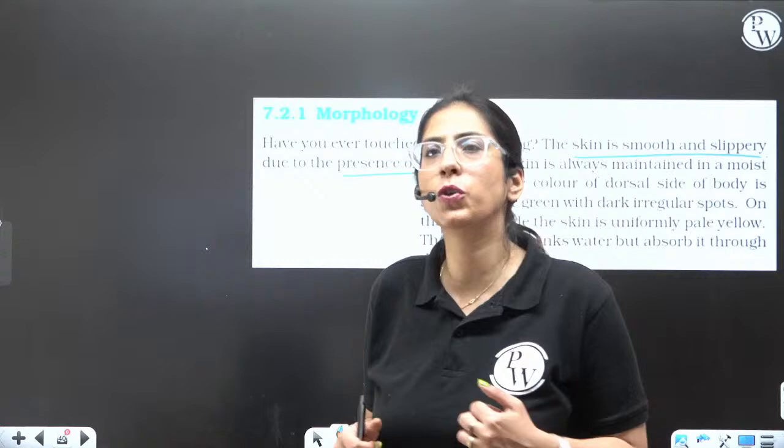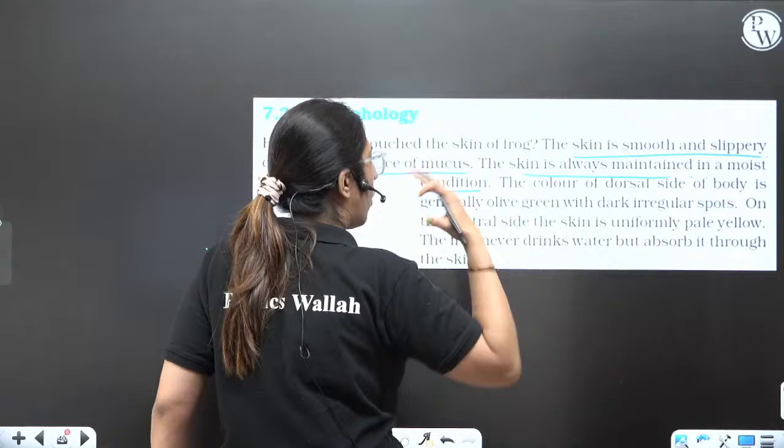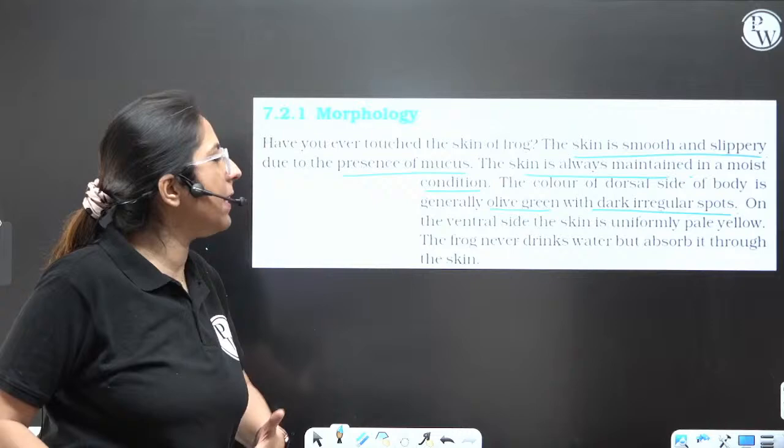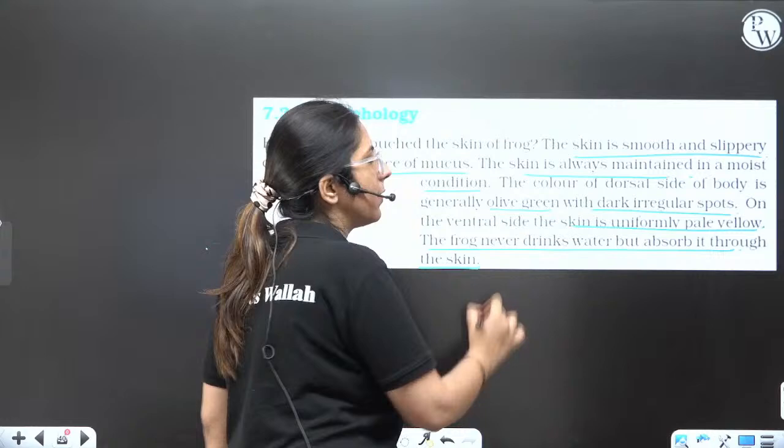Cutaneous respiration. Now, skin is always maintained in a moist condition. The color on the dorsal side is generally olive green, with patches and spots. On the ventral side, skin is uniform and pale yellow. The frog never drinks water, it absorbs it through the skin. So, they absorb water through the skin.